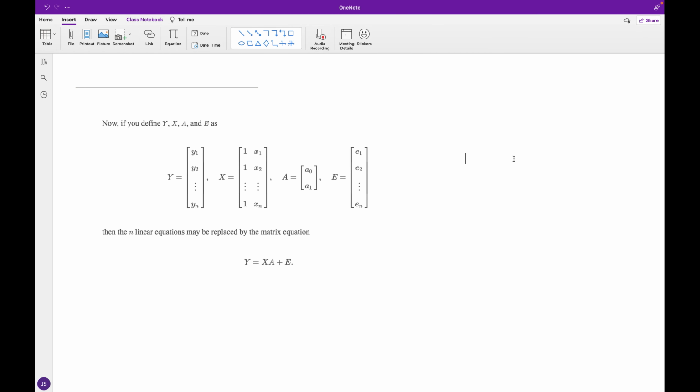Now if we look at defining y, x, a, and e in matrix terms, then the n linear equations that we have can be replaced by the matrix equation y is equal to x times a plus e, and e is just in reference to the errors involved, like the sum of the squares of the error sizes. And now for the same three ordered pairs we just looked at, we can apply a matrix approach and come out to the same results.